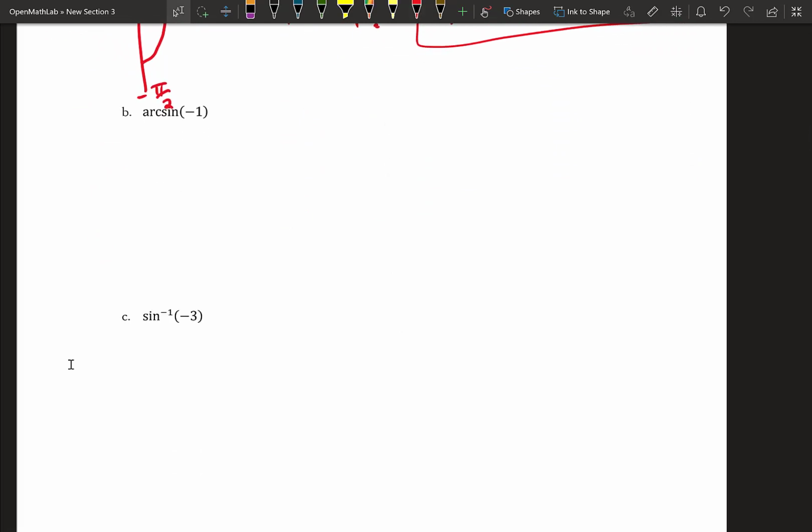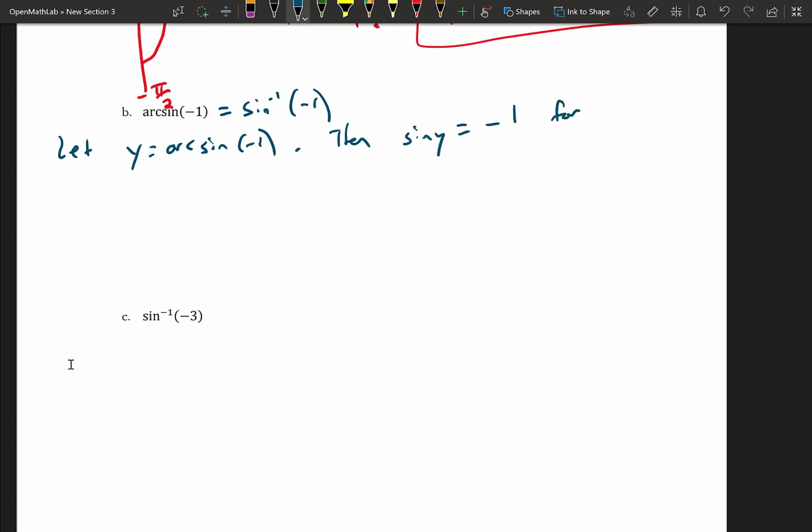All right, so the next one, we have arcsine of -1. So just remember, this is the same thing as inverse sine of -1, right? So we could do a similar thing, right? We could say, let y equal arcsine of -1. So since negative 1 is in between negative 1 and 1, we could say, then sine of y is equal to negative 1 for y values that are in between negative pi over 2 and pi over 2.